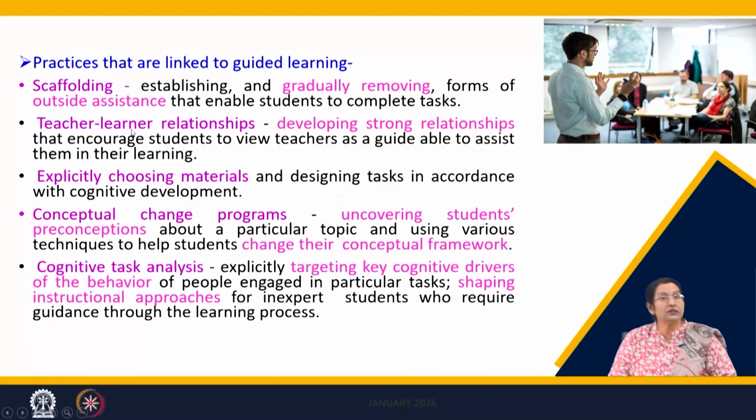Then the teacher-learner relationship. Developing it helps in building a very strong relationship that encourages and motivates the learners to move on, to explore more things, etc. And explicitly choosing the material gives the confidence and freedom to the learner to choose and select the materials and design the task according to their cognitive capabilities.